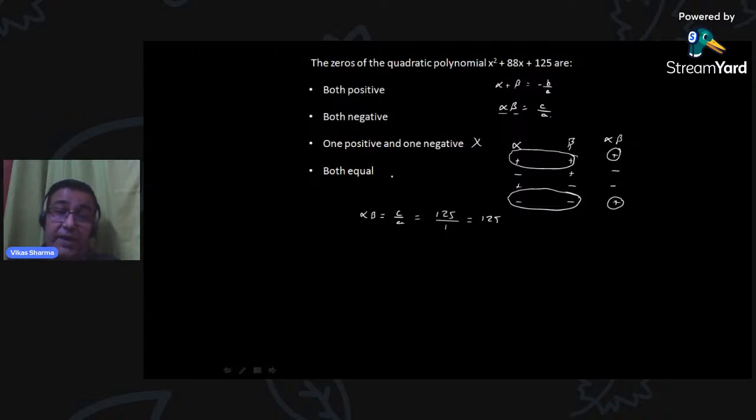Okay, let's look at the next option. We get equal roots only if it's of the form a plus b whole square. In that case, we see that the third term 125 is not a perfect square. So therefore both roots cannot be equal. So this option is also gone. We are left with two possibilities now. Either both should be positive or both should be negative.